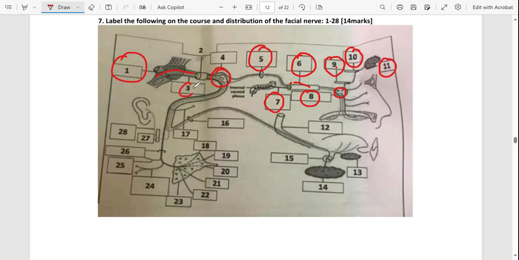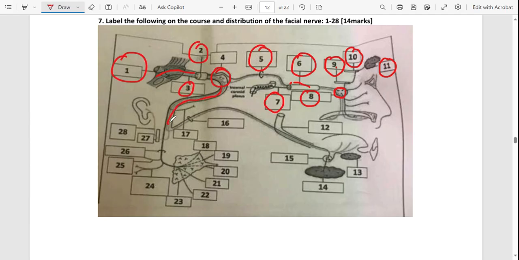And then what has been labeled as 3 there is the motor root. And then these will actually enter the internal auditory meatus. That is the one that has been labeled there as 2. So from the internal auditory meatus we go to the geniculate ganglion. This is where we're going to have the greater petrosal nerve coming out, and then you're also going to have this branch that will come down to give you a lot of branches.